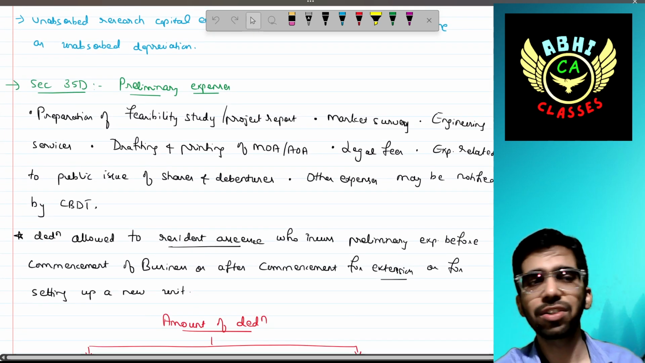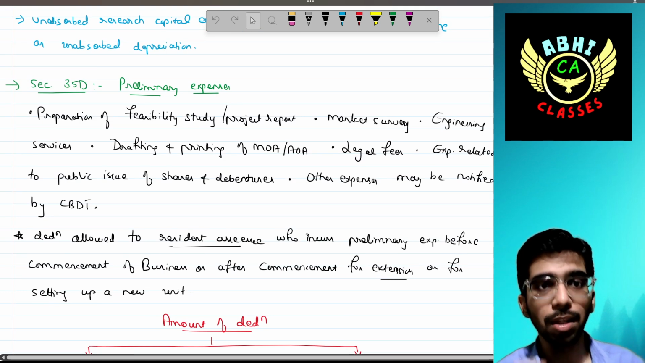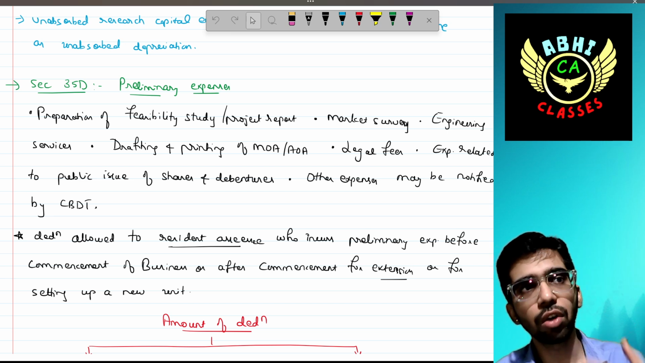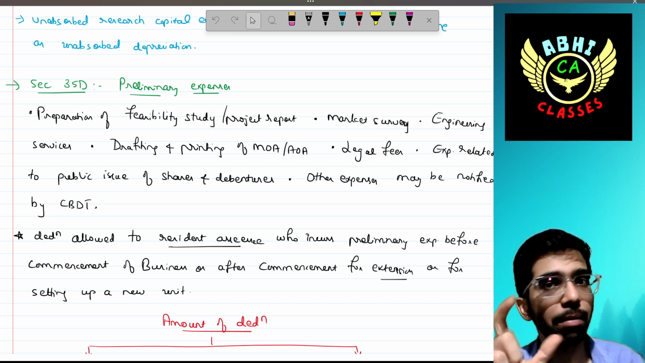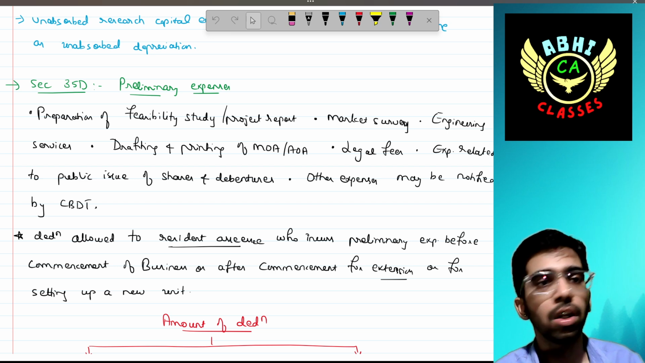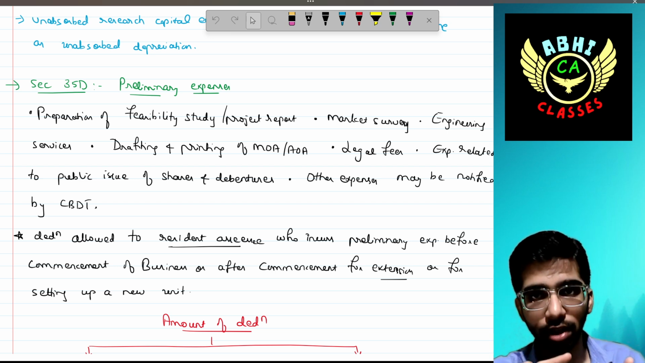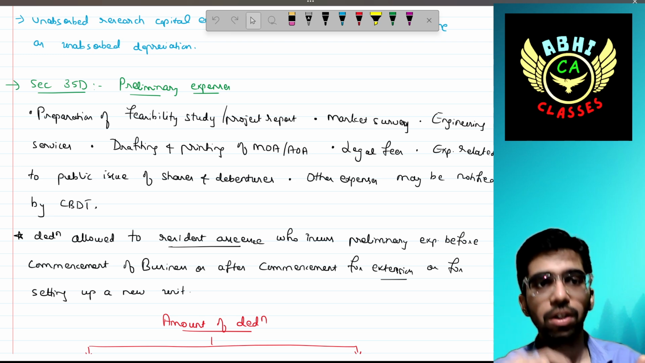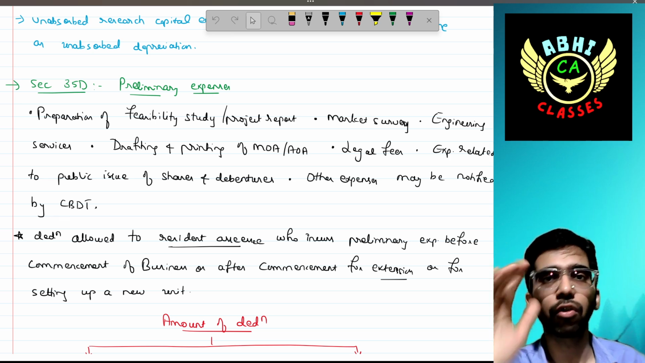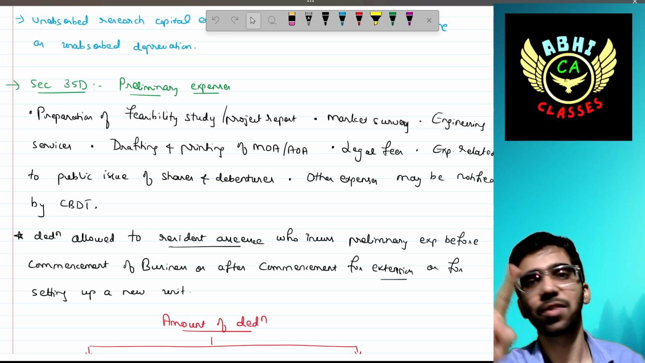Next, there is a simple section, that is section 35D. Section 35D says preliminary expenses. What do you mean by preliminary expenses? Which would form a part of preliminary expenses? What is the definition of preliminary expenses? The preparation of feasibility study, project report, market survey, engineering services. If your examiner gives you any of these, then it would be a form of preliminary expenses. Then you should apply the concept of section 35D.